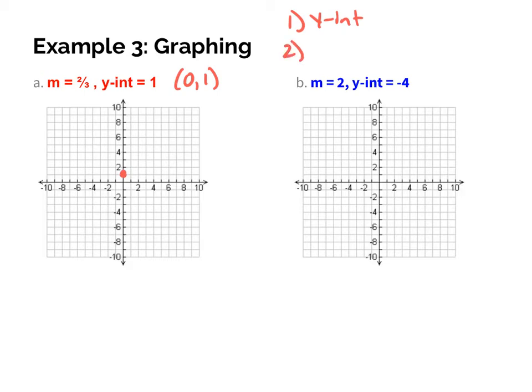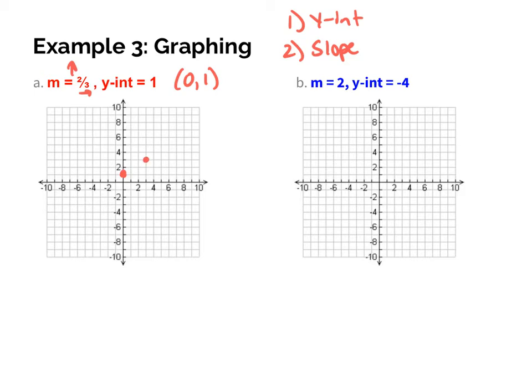The second thing I'm going to do then is apply my slope. So my slope here is 2 over 3. So 2 over 3 means I'm going to go up 2 and right 3. And I'm going to go up 2 and right 3 from that point. So up 2, right 3 would put another point right there.